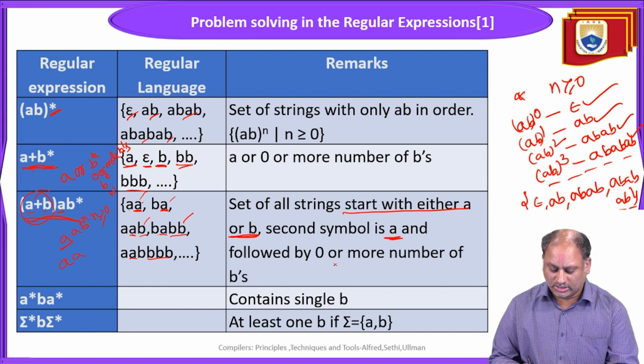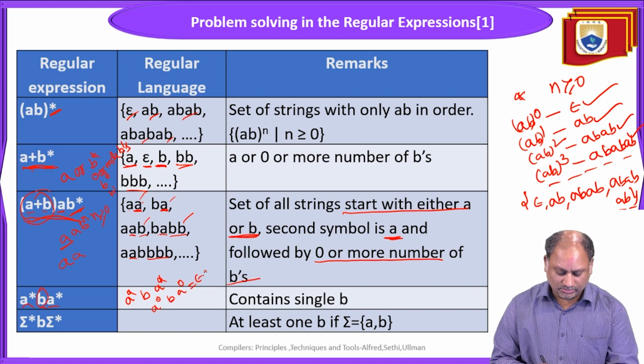And what is the next? So what is the next third? That means A is followed by 0 or more B's. That means any number of B's, which stands for this one, as here A star B A star. That means it contains a second letter B, and before B any number of A's and B's, after B any number of A's. So that means A power 0, B, A power 0.